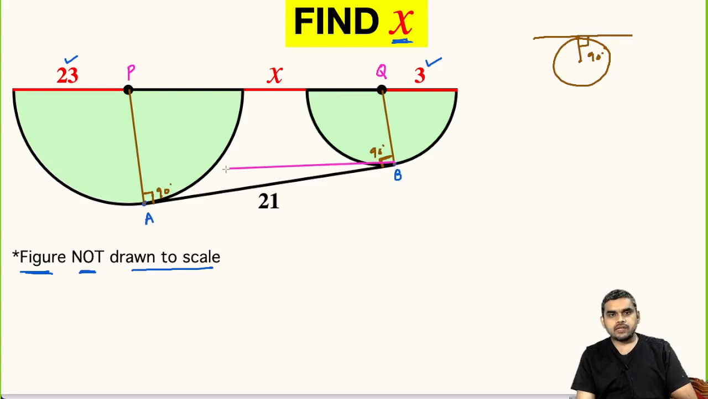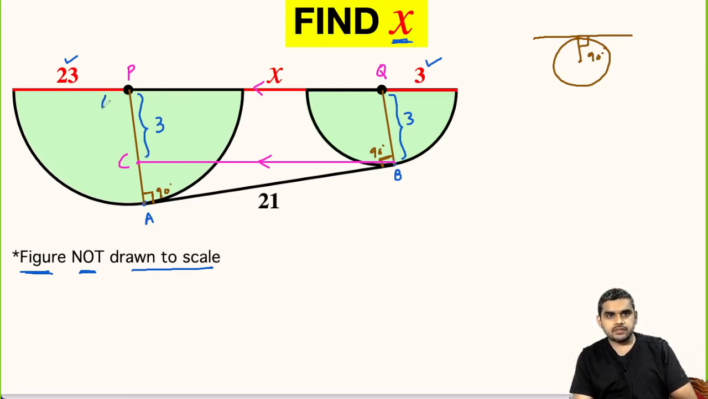We need to do another modification: from point B, let us draw a line segment parallel to PQ. If this is point B, let us name this point as C. So this BC is parallel to QP or PQ. They are parallel to each other. Now this is the radius of the smaller semicircle. This will be 3 units. Likewise, the distance between P and C will also be 3 units. They are parallel to each other, and by symmetry we get this distance as 3 units.